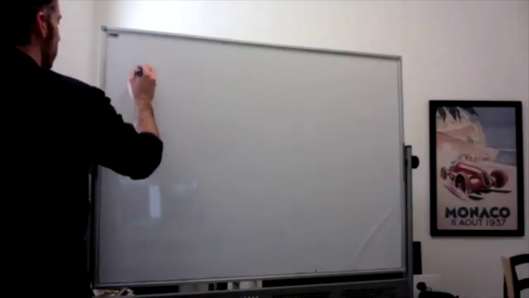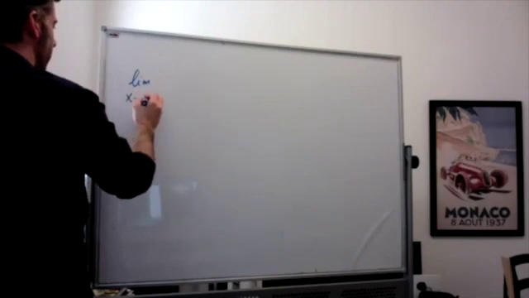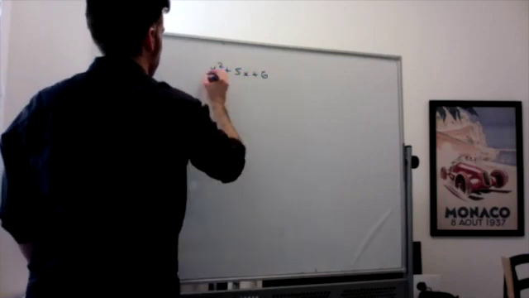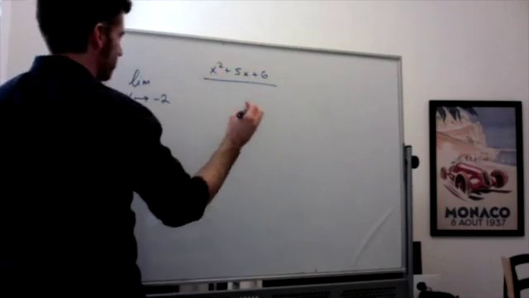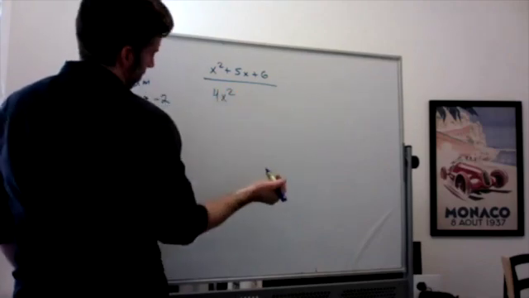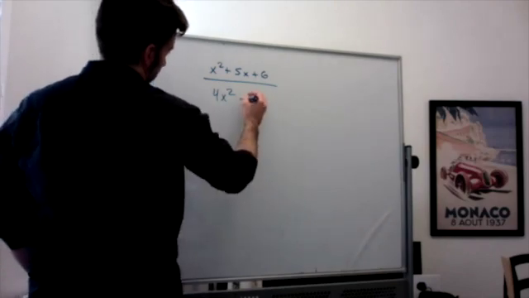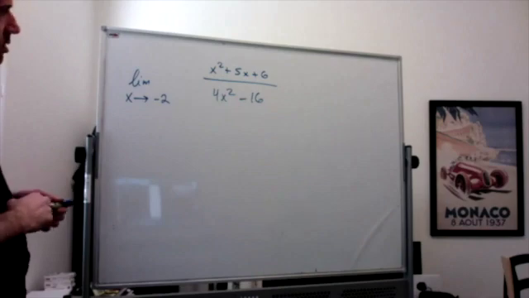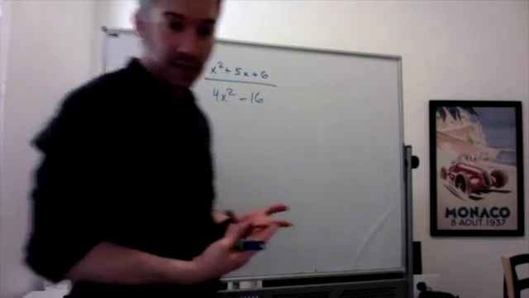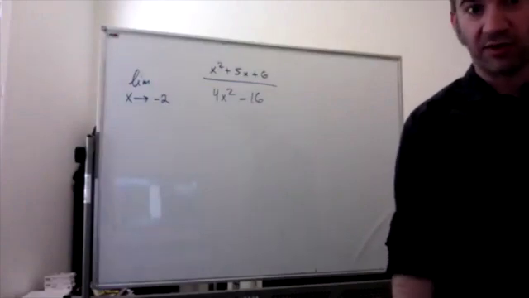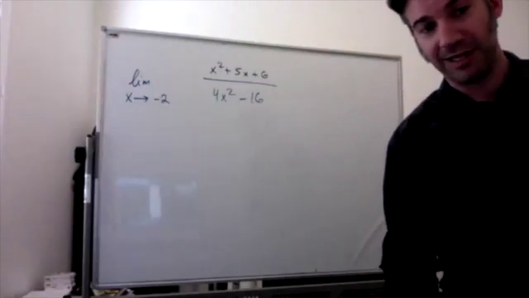Find the limit as x approaches -2 of x squared plus 5x plus 6 divided by 4x squared minus 16. Go ahead and find that limit. It does exist, it's not undefined. I'm going to use the restroom, and I'll ask you for your answers at approximately 9:40.